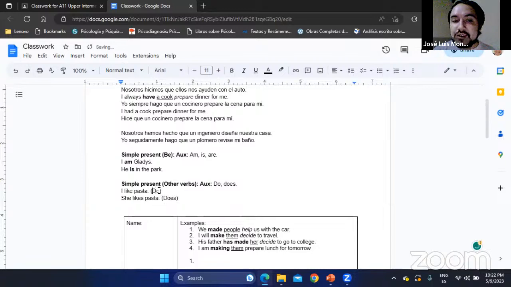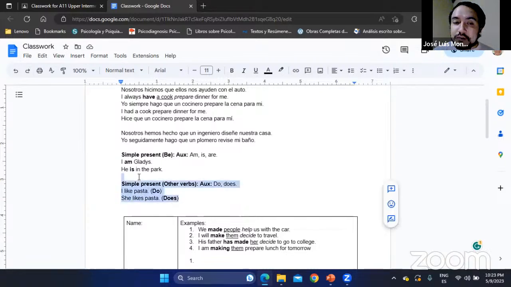Anytime you see I, we, you, they, do. Always do. I, we, you, they. Anytime you see he, she, it, third person, does. It's always going to be like that, always. So here the auxiliary is do, here is does. How do we know? Because like is not an auxiliary, and because this is first person, so do. Here, because likes is not an auxiliary, and she is third person, does. Okay, so far we have that.